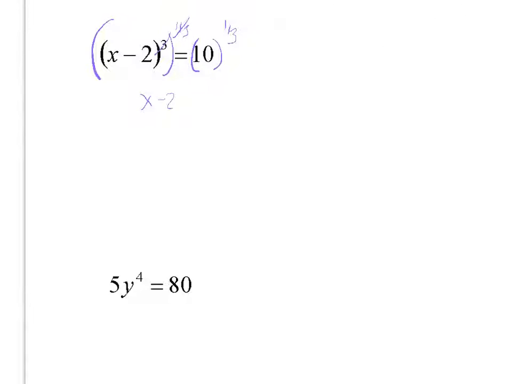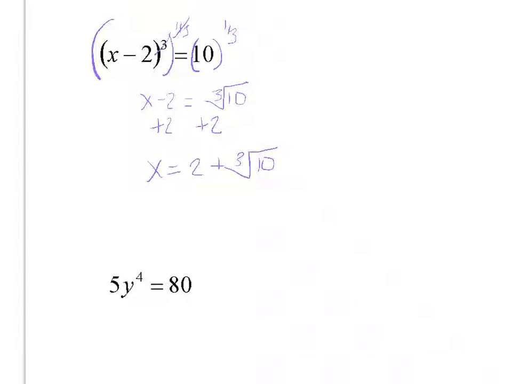So we get x minus 2 equals, now I don't know the cubed root of 10, neither do you. So we'll just write the cubed root of 10. And then we have to add 2 to both sides. So we have x equals 2 plus the cubed root of 10.